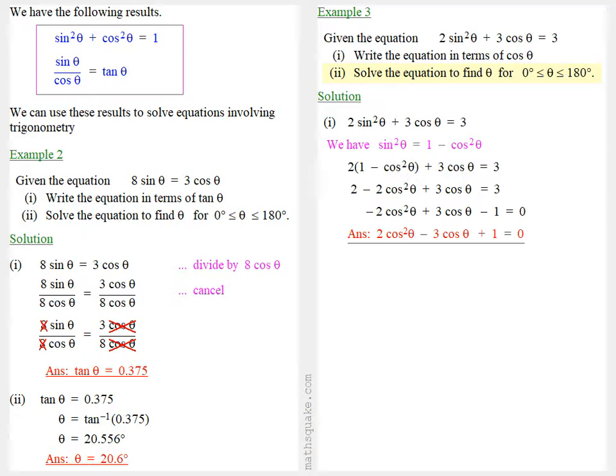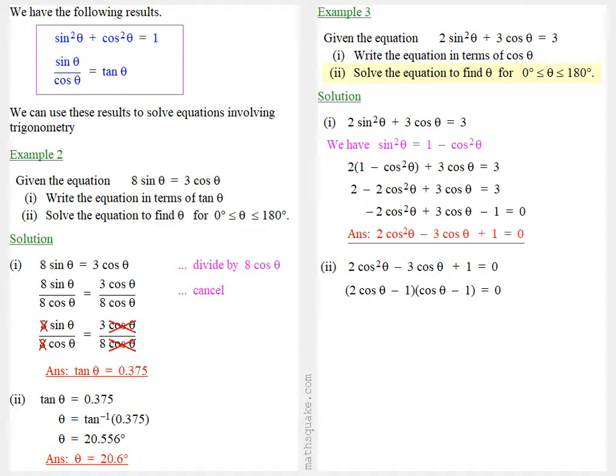Now in the second part, we're asked to solve the equation and to find theta for values between 0 and 180. Now we've got 2 cos squared theta plus 3 cos theta plus 1 equals 0, and this will factorise. It's a quadratic. So it factorises as 2 cos theta minus 1 into cos theta minus 1 equals 0.